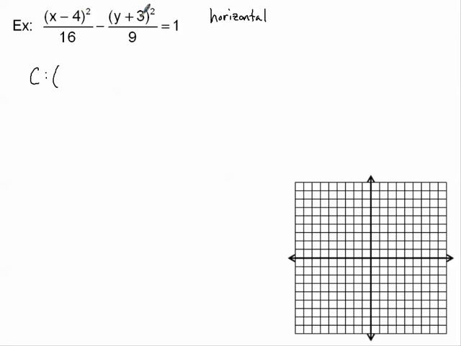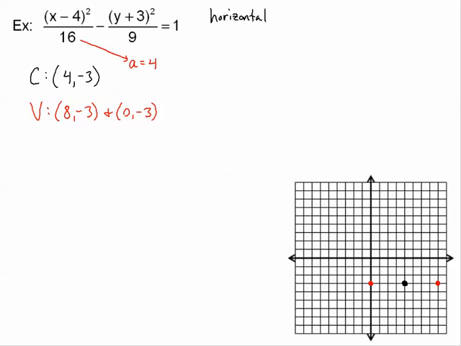Our center comes from h, k, so this is positive 4 and that's negative 3. Let's plot that as we go. 1, 2, 3, 4. Negative 3 would be right there. Again, I know that this is horizontal, so I'm going to be taking the value of a, which is 4, square root of 16, and I'm going to be counting 4 units horizontally from my center. 1, 2, 3, 4, and 1, 2, 3, 4. These are the vertices of my hyperbola, and now let's name them. That's 8, negative 3, and 0, negative 3. I'll label that with a V.